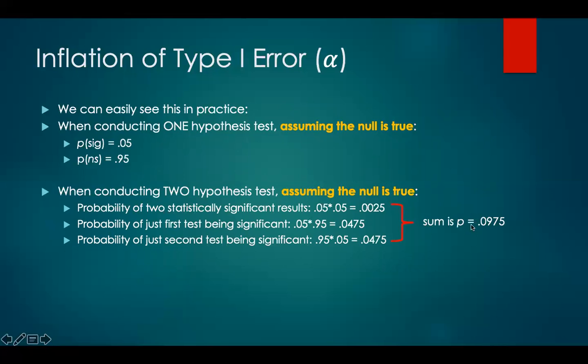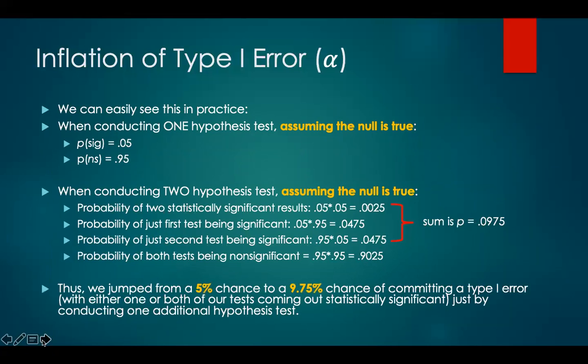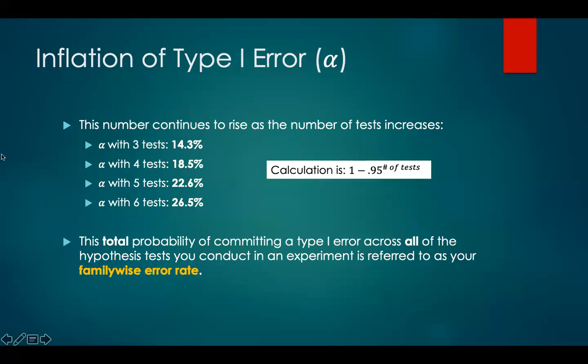And this sums up to 0.0975. So the probability of both tests being non-significant is 0.95 times 0.95, or 0.9025. Thus, we jump from a 5% chance to a 9.75% chance of committing a type 1 error, with either one or both of our tests coming out statistically significant, just by conducting one additional hypothesis test. The number continues to rise as the number of tests increases.